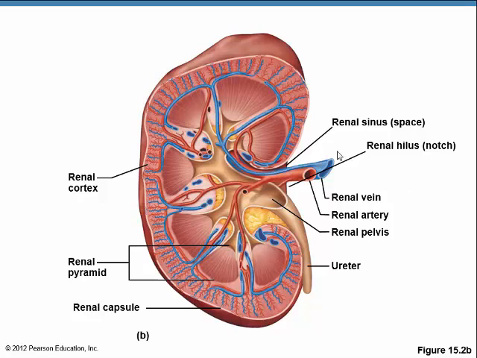At the renal hilus, the knot-shaped area on the medial side of each kidney, is where the ureter, the renal artery, and the renal vein connect to the kidney. The outer layer of each kidney is called the renal capsule. The renal sinus is the space inside of the hilus.